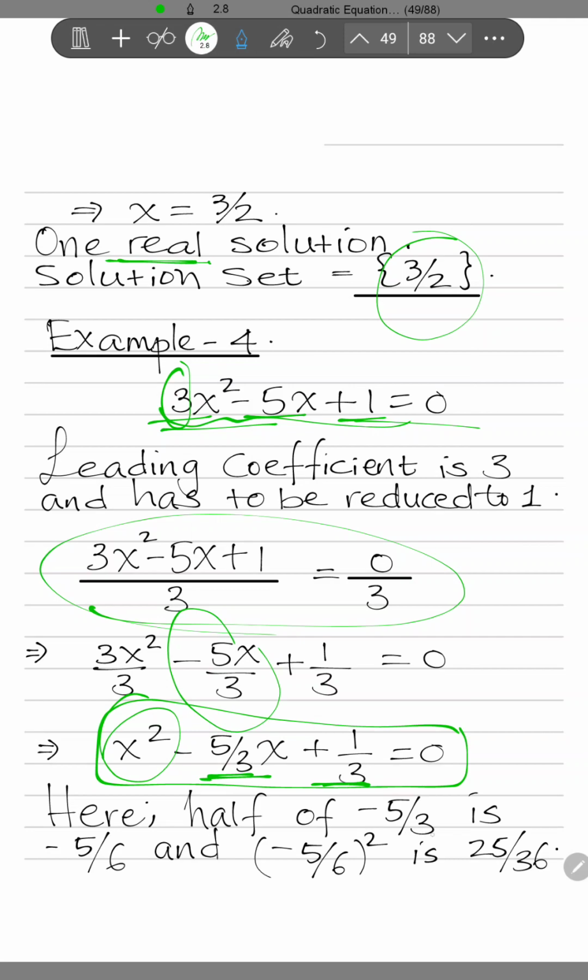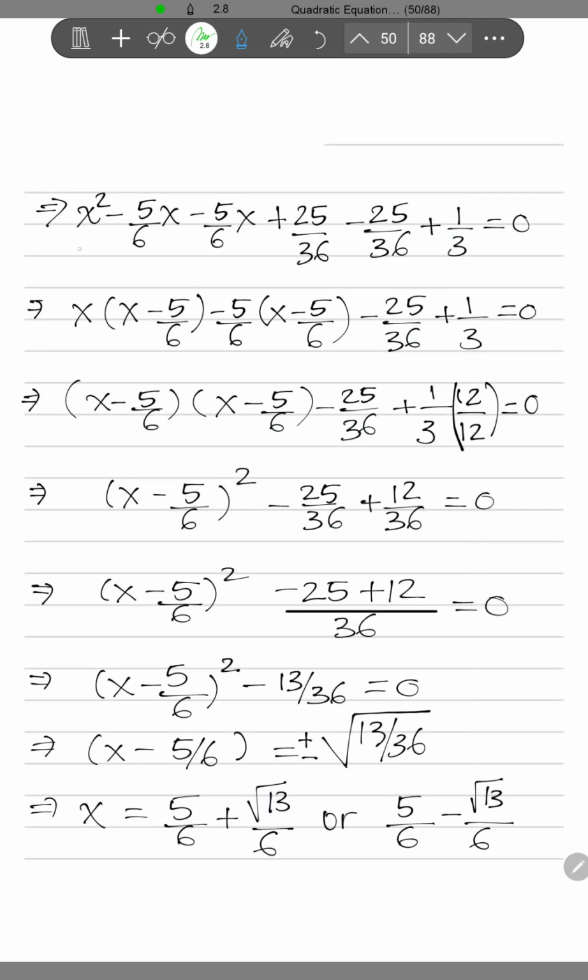Half of minus 5 over 3 is minus 5 over 6, good. What is the square of that? Which is 25/36. Now we have all the required things for completing the square. So we just put them all together like that. Then basically (x minus 5 over 6) the whole square is equal to this part and that part, as we have done before.